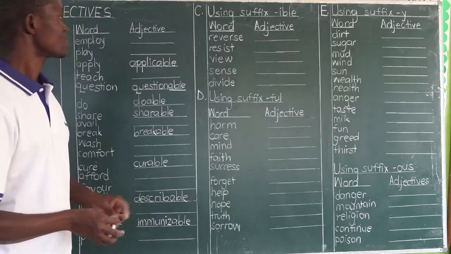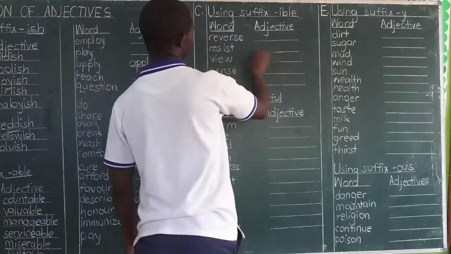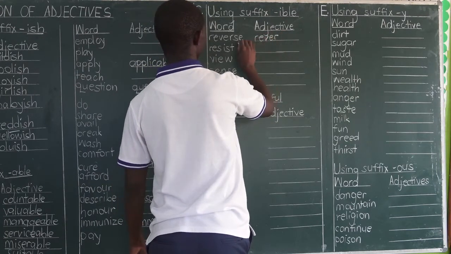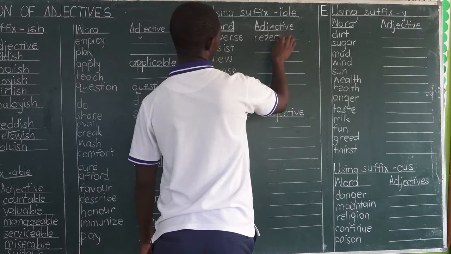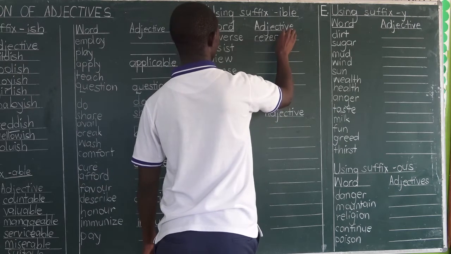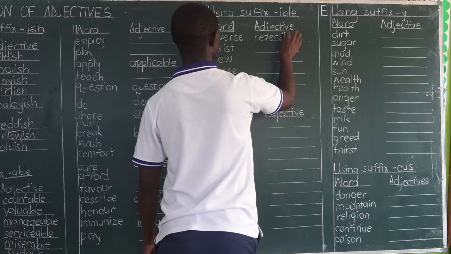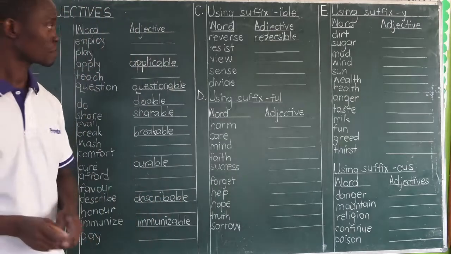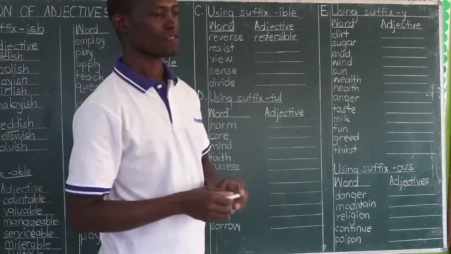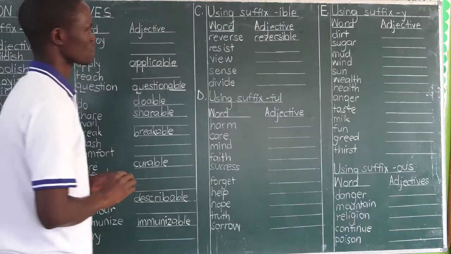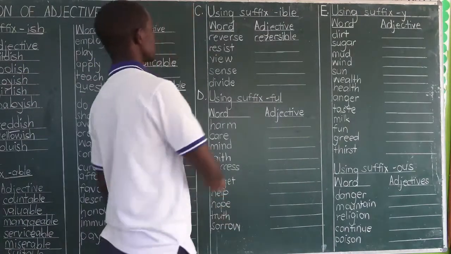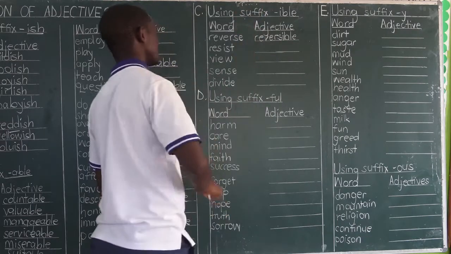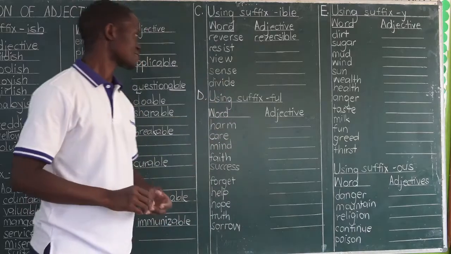So we have reverse. The last E is thrown away, and we replace it with that suffix we have been given, which is ible. Reversible. R-E-V-E-R-S-I-B-L-E. That is reversible, where the opposite is irreversible. Common word in science. Irreversible.